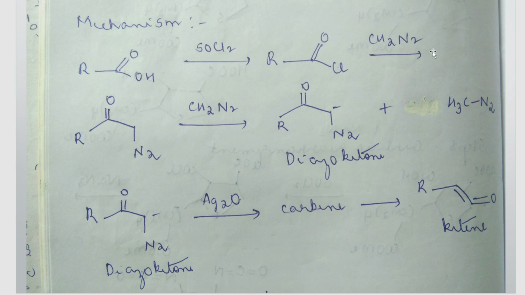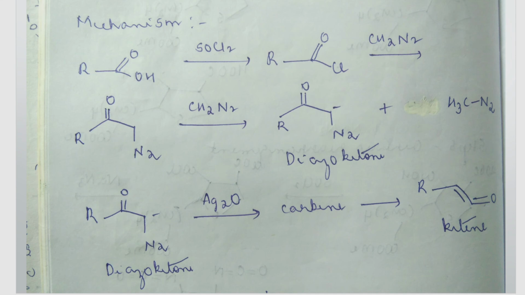Then you are treating it with CH2N2. On treatment with CH2N2, what happens? This chlorine is replaced by the CHN2 group. So here you can see the CHN2 group gets attached here, replacing the chlorine. Then what you're doing, you're treating it with one more molecule of CH2N2. Now what happens, this one more molecule of CH2N2 abstracts a proton or hydrogen from here. So it takes up one H from here. So this carbon here will get a negative charge because H goes out as H plus. So you'll get CH3N2 and you get a diazo ketone on the reaction.